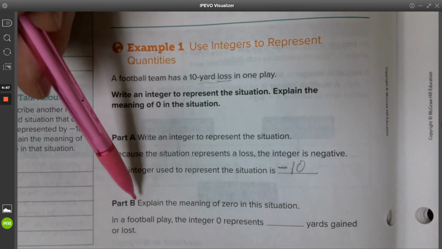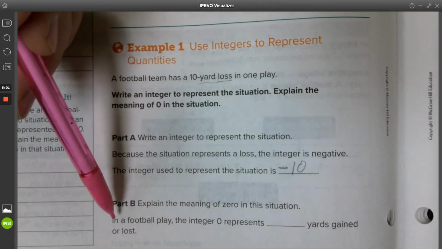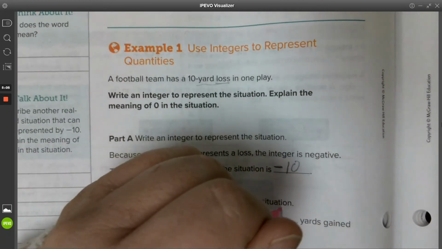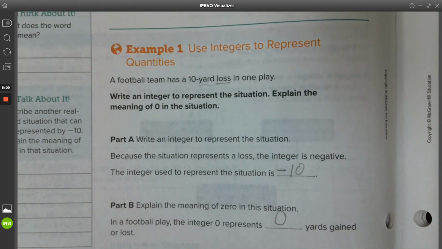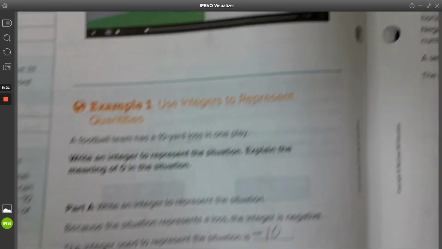Now, part B says to also explain the meaning of 0 in this situation. So what we would say is, in a football play, the integer 0 represents 0 yards gained or lost, which means basically the ball didn't move. So 0 would mean they didn't gain any yards and they didn't lose any yards. So that's how we would explain 0.